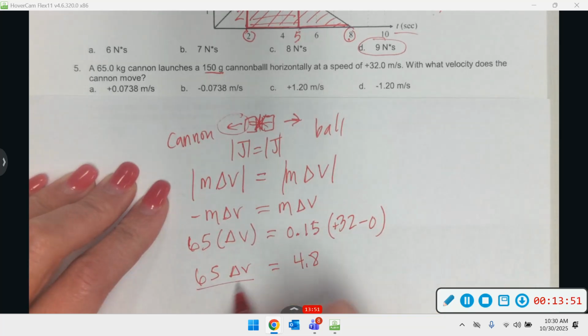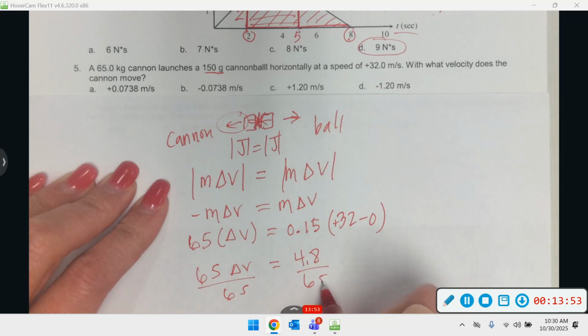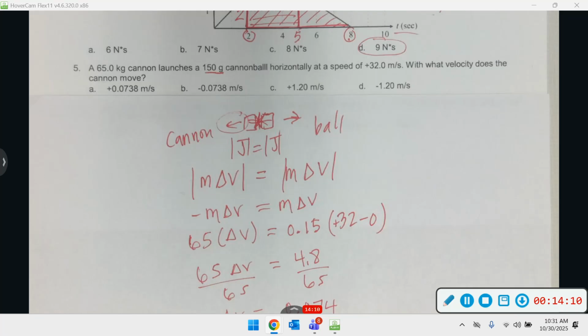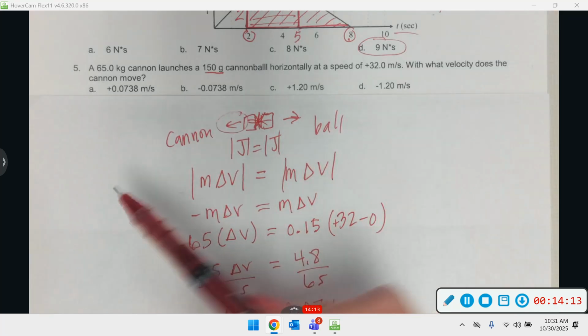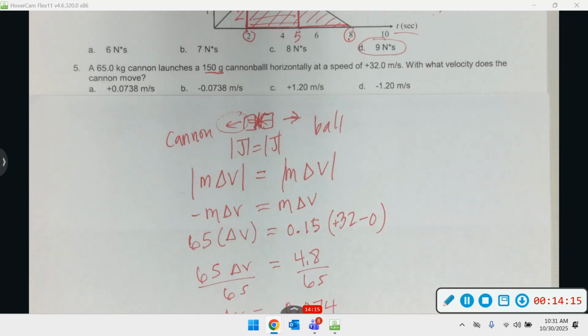Again, we're going to divide both sides by 65. And so 4.8 divided by 65 gives me a change in velocity of 0.074. It's actually 0.0738. Okay, that's my change in velocity. But notice this one was a positive change. This one needs to be a negative change. It's not going to give me the negative sign. That's why I said they're equal in magnitude.